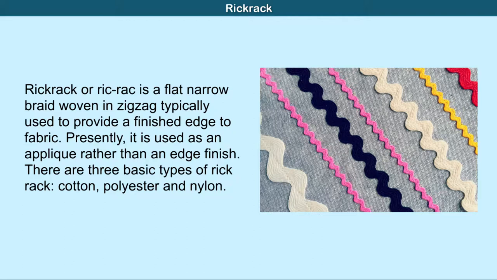Rickrack, that is R-I-C-K-R-A-C-K or R-I-C-R-A-C, is a flat, narrow braid woven in zigzag. It is typically used to provide a finished edge to a fabric when these processes were not available. Nowadays, it is used as an applique rather than as an edge finish. There are three basic types of rickrack available: cotton, polyester and nylon.